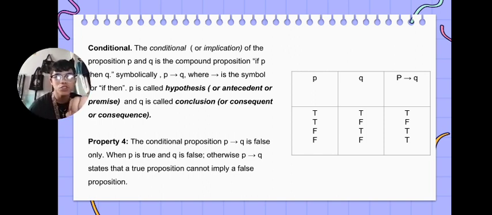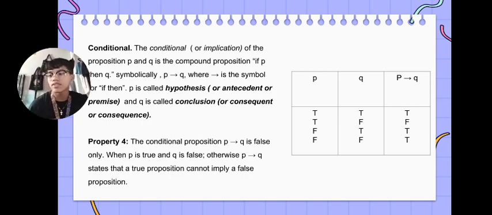Property 4. The conditional of the propositions if P then Q is false only when P is true and Q is false, otherwise it is true. If P then Q states that a true proposition cannot imply a false proposition. This is one of the examples in conditional. If P is true and Q is true, then if P then Q is true. Then if P is true and Q is false, then if P then Q is false.